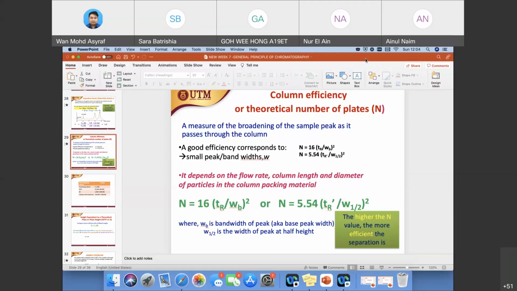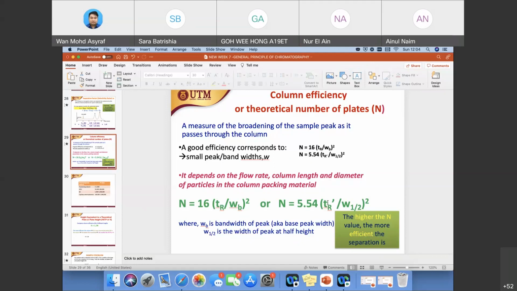Doctor, the tR apostrophe is the one that minus the dead volume. Yes, good. All right, so congratulations. You already know the differences between the tR and tR apostrophe.